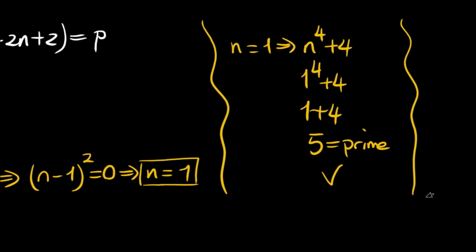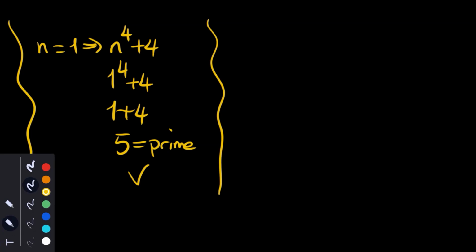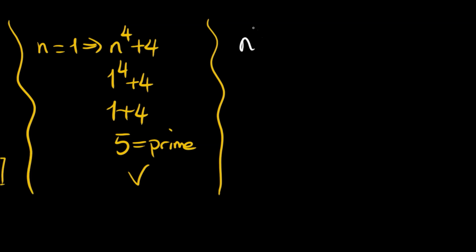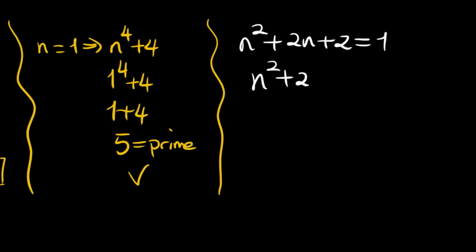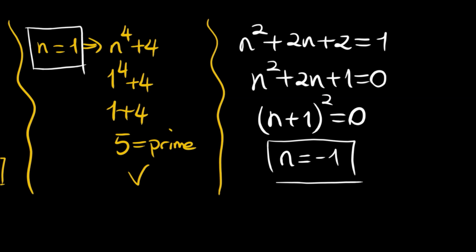Let's equal the second one to 1. Let me write in white, n squared plus 2n plus 2 is equal to 1 gives similarly n squared plus 2n plus 1 is equal to 0. This is n plus 1 all squared, and n is equal to negative 1, also satisfying since we have fourth power. So plus minus 1 are our integers satisfying this equation.